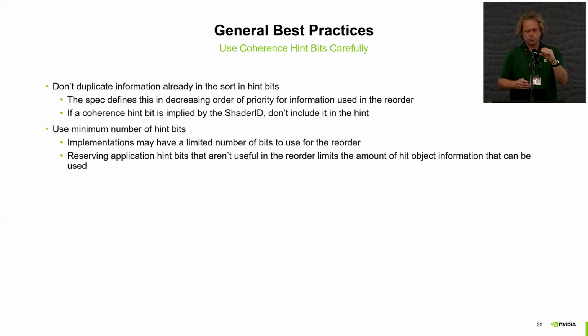So you don't want to use the coherence hint bits to duplicate any information that is already implied by the shader ID, right? Even if it's not isomorphic to your shader ID, if you have half your shader IDs with the hint bit as 1 and half the hint bit as 0, that's still duplicative, and you don't want to include that hint bit in the sorting key. And finally, just in general, you want to use the minimum number of hint bits. Basically similar to what I said before. These are valuable bits to use.